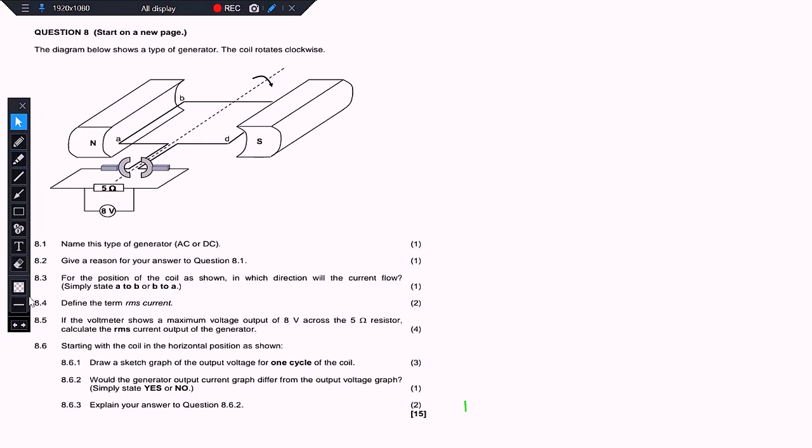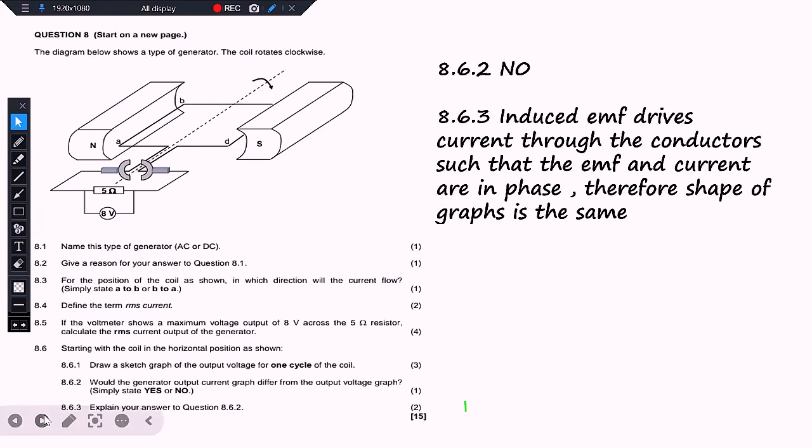So now, will the shape be different if we were to draw the output current graph? Definitely not, right? We say no because the induced EMF drives current through the conductors such that the EMF and current are in phase, right? So if they're in phase, that means they will also have the same shape of graphs. Therefore, the shape of the graph is the same, right? So that's how you were supposed to go about tackling that question for a maximum of 15 marks.